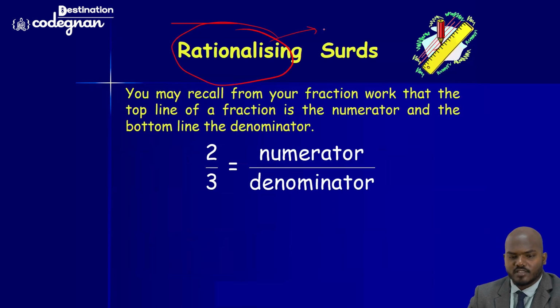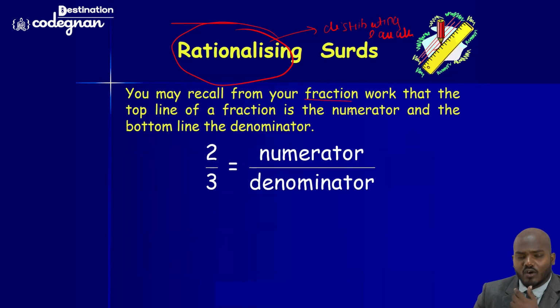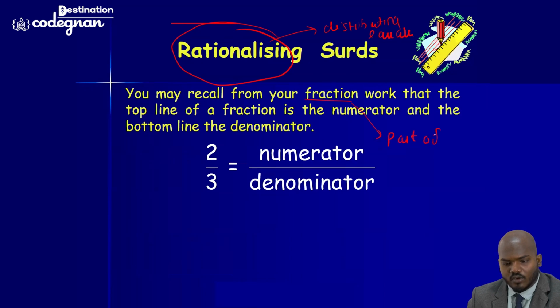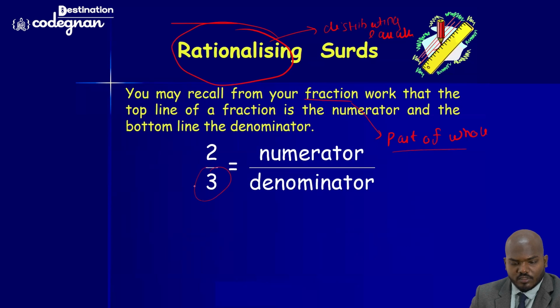Rationalizing means we can call it distributing equally. In a simple definition, distributing equally. Okay, going to this one, guys. The fraction, if I ask you what a fraction is, you will say numerator by denominator. No, we can call this a part of a whole. Okay, a part of a whole. The denominator we will always call the whole here.